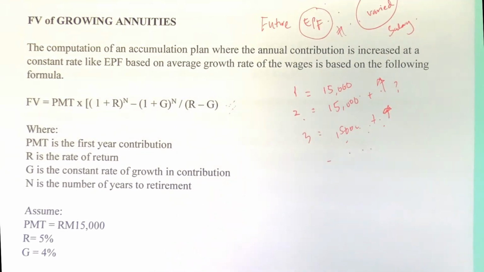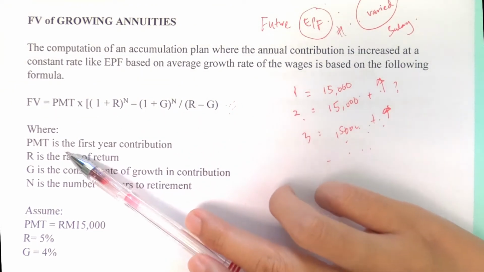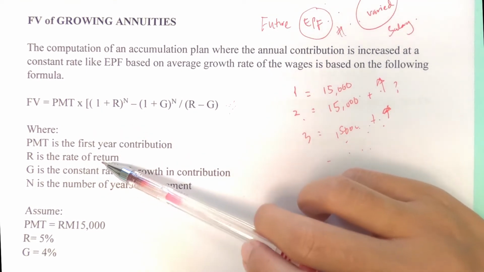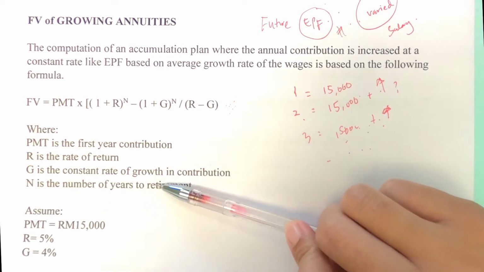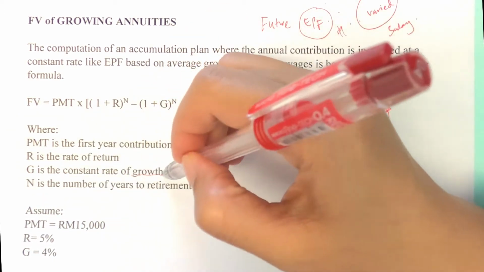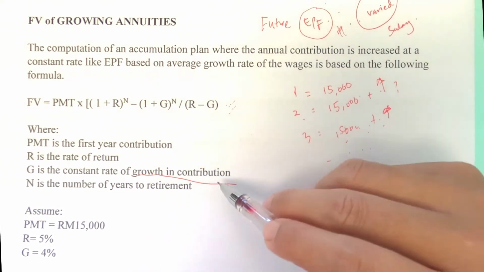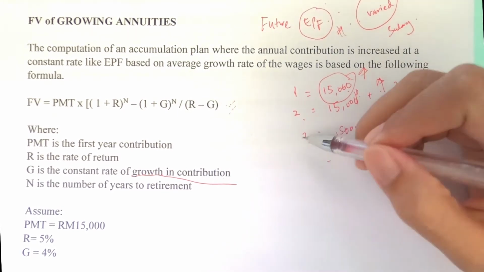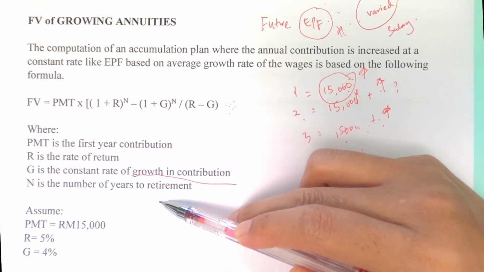This is for growing annuities like EPF. If you look at this formula, the PMT is the first year contribution, the R is the rate of return, the G is the constant rate of growth in contribution, which means there is a growth in the contribution. So let's say if we assume that the payment is 15,000, there will be a growth on this contribution per year, and N is the number of years to retirement.